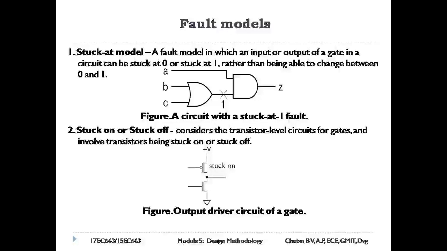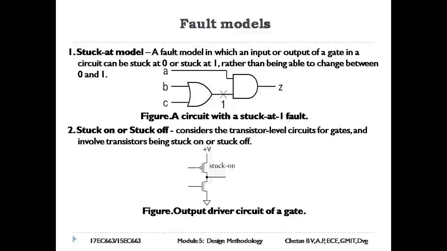The second model is stuck-on or stuck-off. Stuck-on or stuck-off considers the transistor level circuits for gates and involves transistors being stuck on or stuck off. This detects faults that are not adequately represented by the stuck-at fault model. For example, given the output driving circuit of a gate as shown in the figure, a fault might cause the upper transistor to be stuck on.